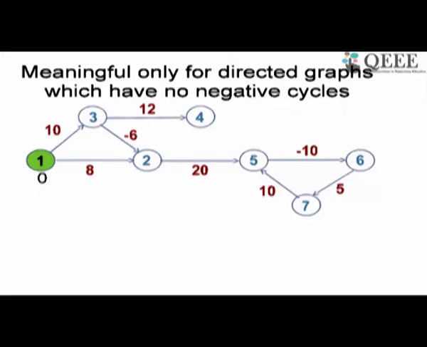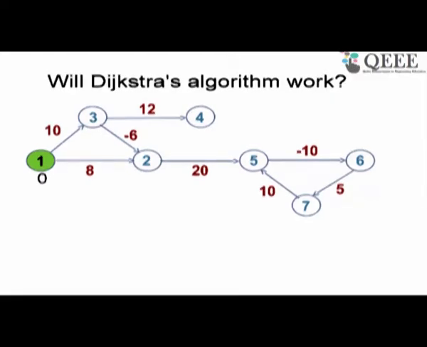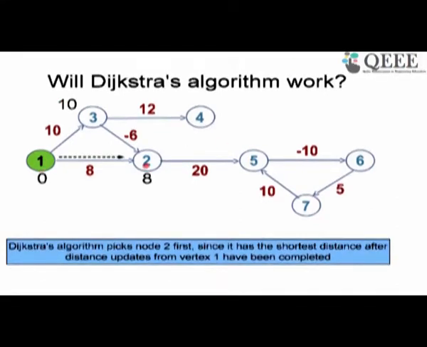Why not? You cannot because what does Dijkstra's algorithm do? Dijkstra's algorithm will pick, at any given point in time, from the unvisited nodes, the node with the shortest distance. So initially it will start with this node 0 and then it will update the distance value of its neighbors. So it updated 2 with 8 and updated 3 with 10. I have written the distance value next to the node, okay.